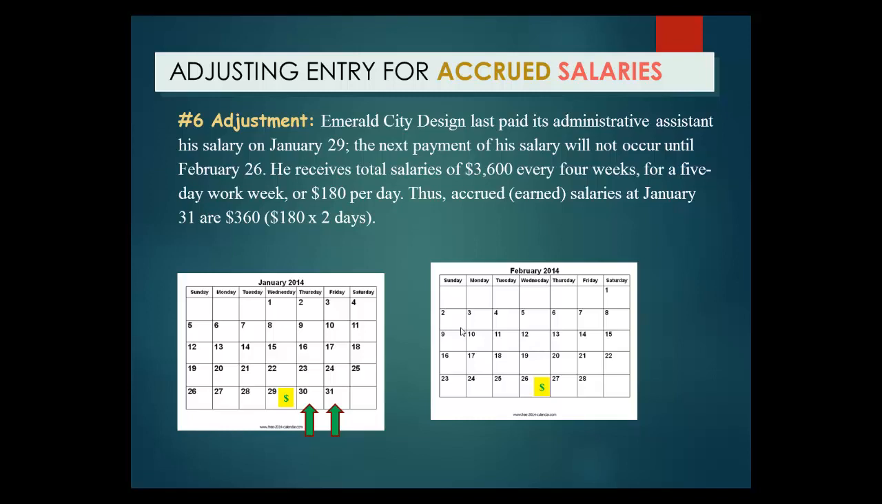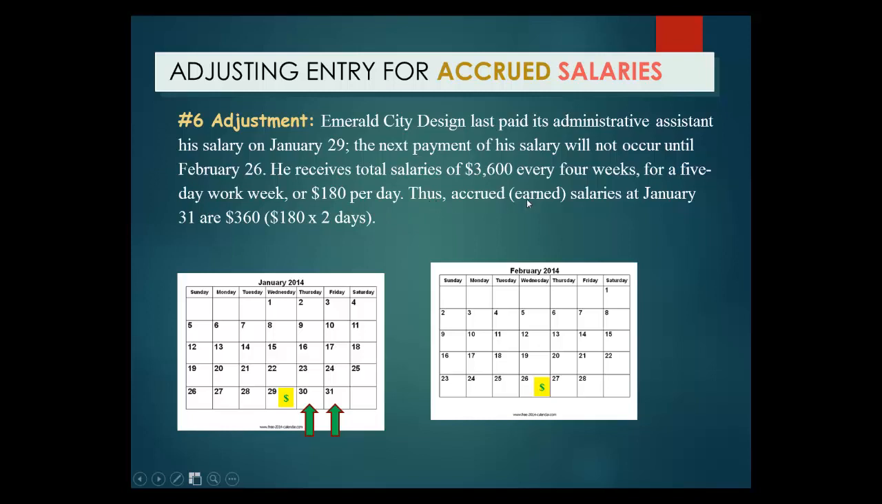Adjustment number 6. Remember, Emerald City Design last paid its administrative assistant on January 29th. He was paid for 4 weeks, and he receives total salaries of $3,600 every 4 weeks. He works a 5-day work week, so this works out to $180 a day.